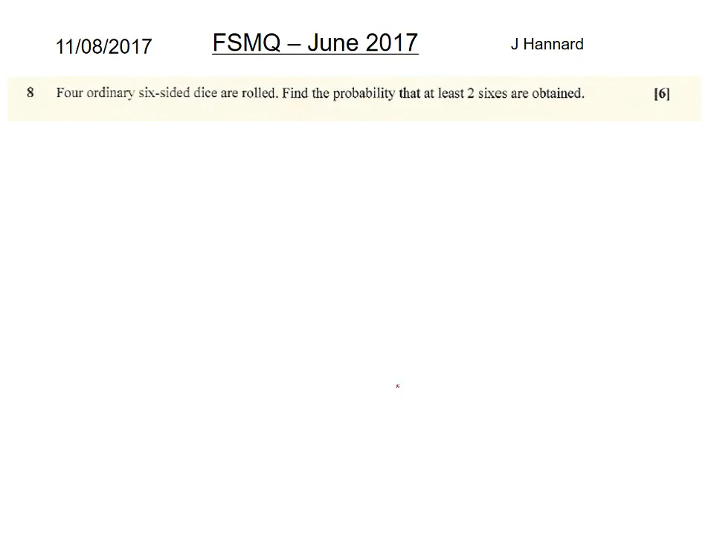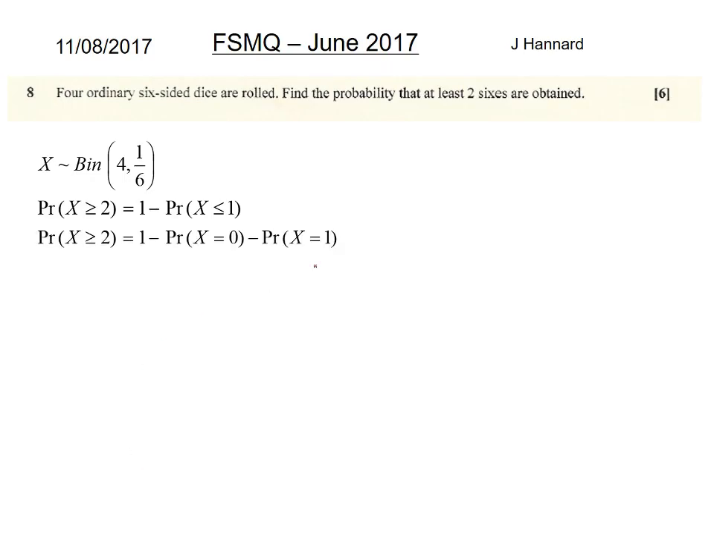Anyway, here we go. 4 ordinary 6-sided dice are rolled. Find the probability that at least 2 6s are obtained. Screaming binomial to me. X can be distributed binomially, 4, a sixth. So the probability of getting at least 2 is exactly the same as 1 minus the probability of at most 1, which is the probability of getting 0 plus the probability of getting 1, all subtracted from 1.